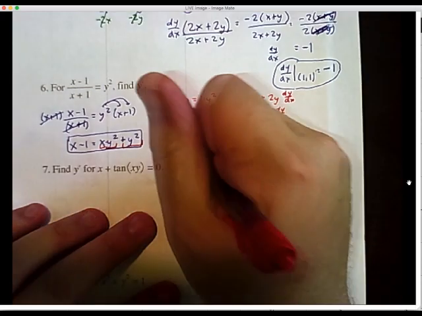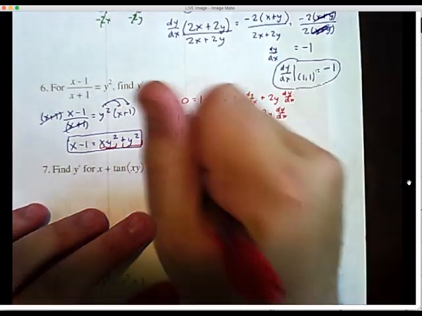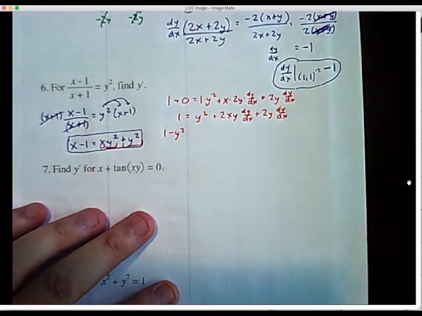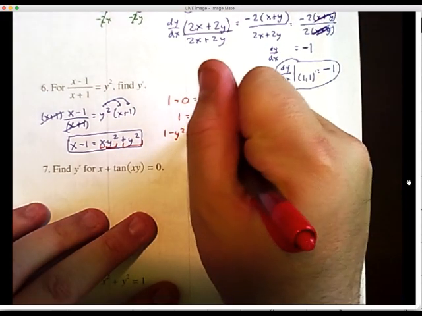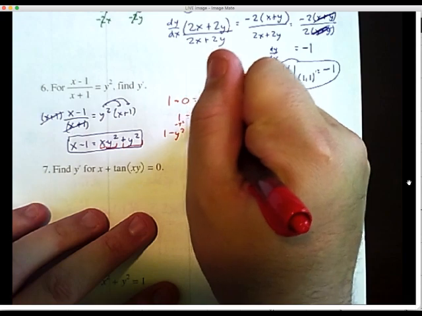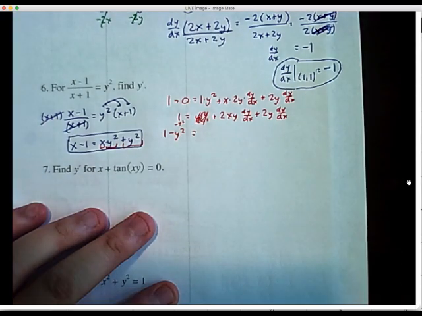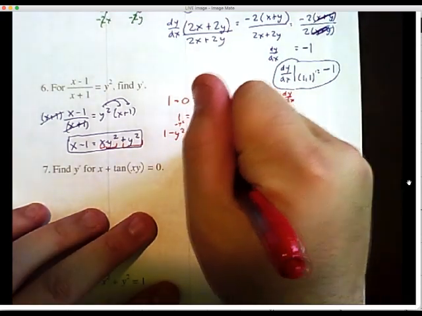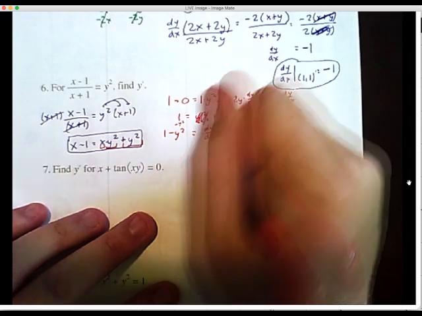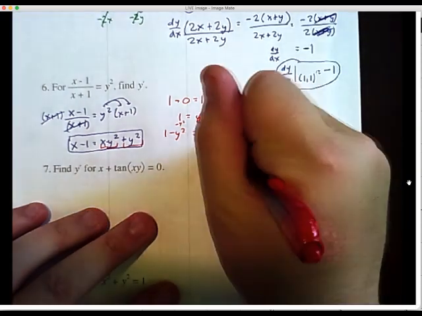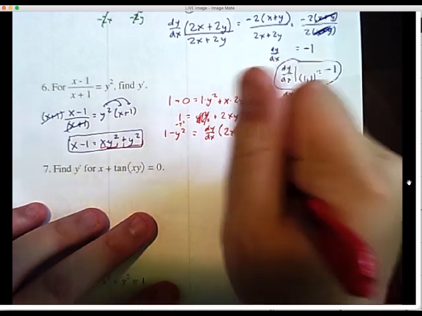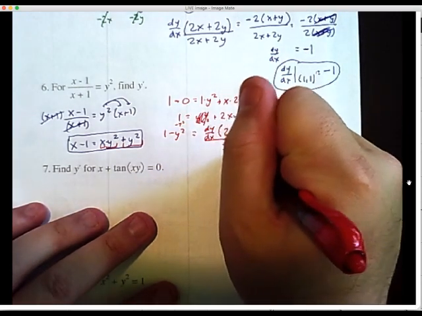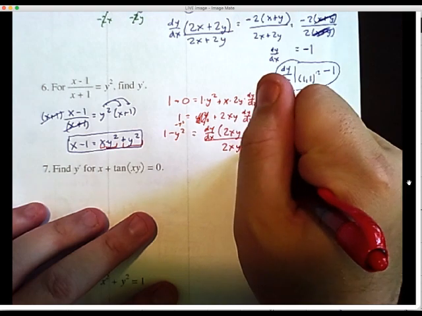Subtract y squared from both sides. So I have 1 minus y squared. Basically subtracting out y squared from both sides. That gets those to cancel. Factor out a dy/dx, and I have 2xy plus 2y. That would be dividing by all that, 2xy plus 2y.